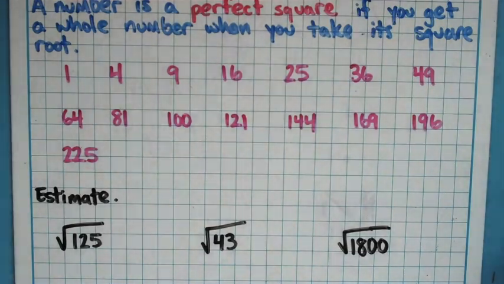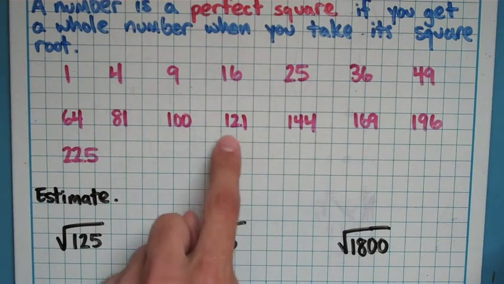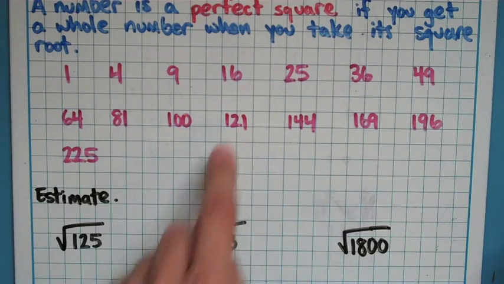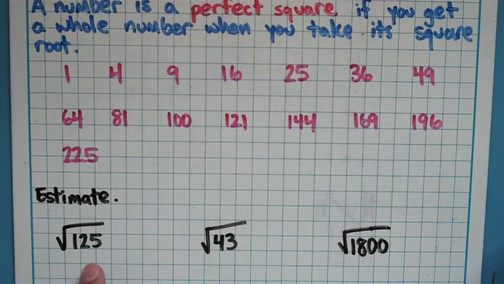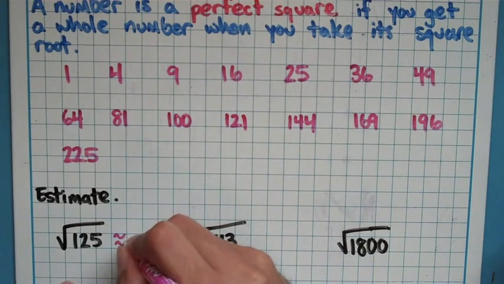So over here I have the square root of 125. I know the square root of 121 is 11. So this one is just a little more than 11. I'm going to say it's about 11.1, because it's just a tiny bit above that.